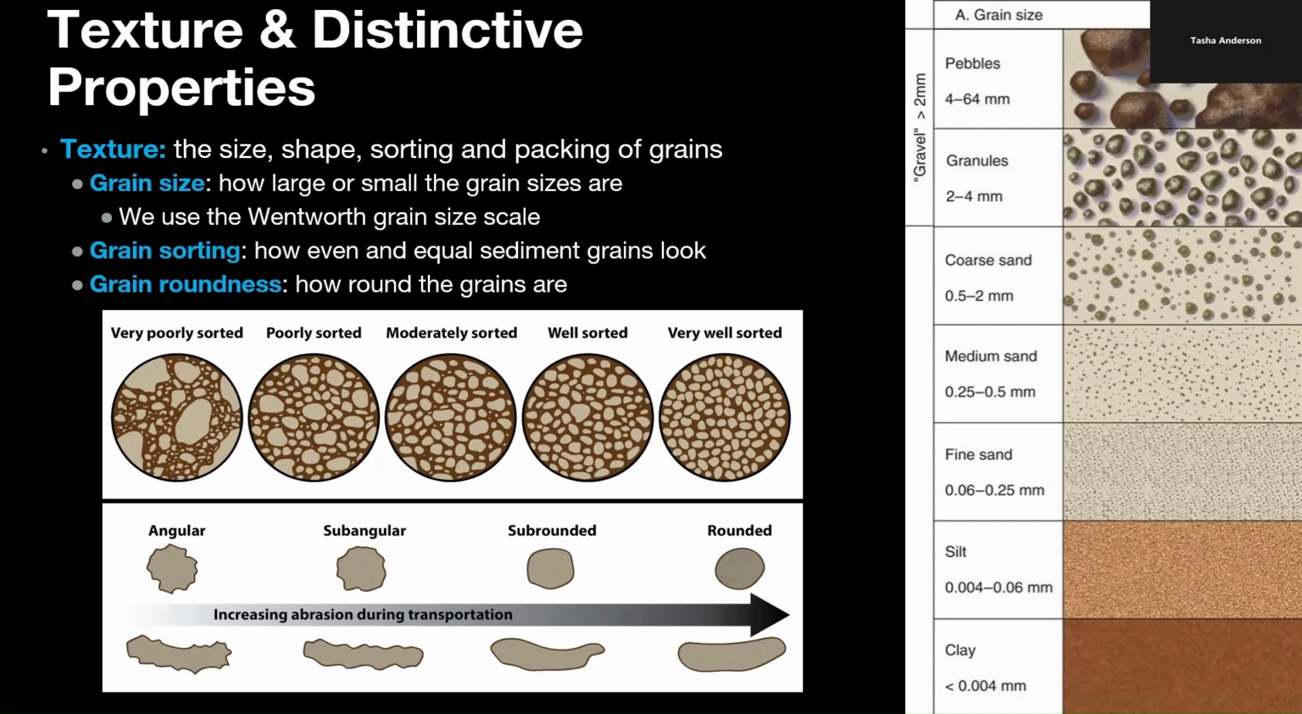Finally, we examine grain roundness, which ranges from angular to rounded. Roundness reflects how far the grains have traveled and how much abrasion they experienced along the way.